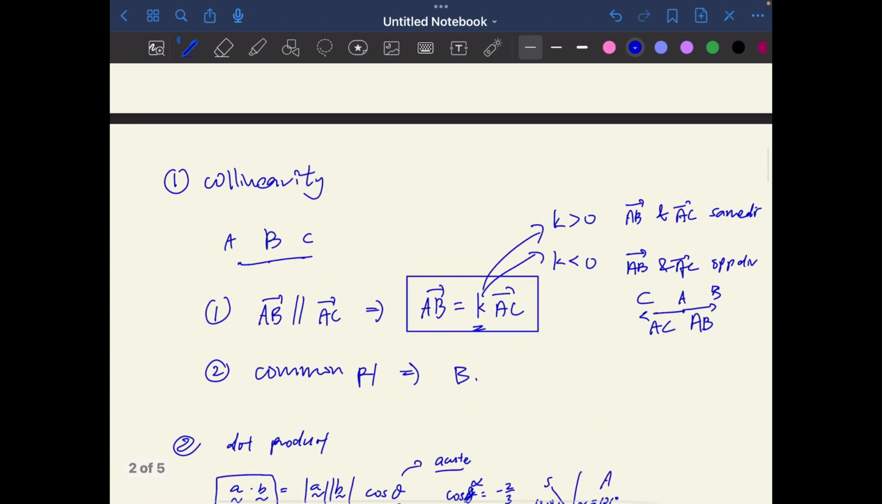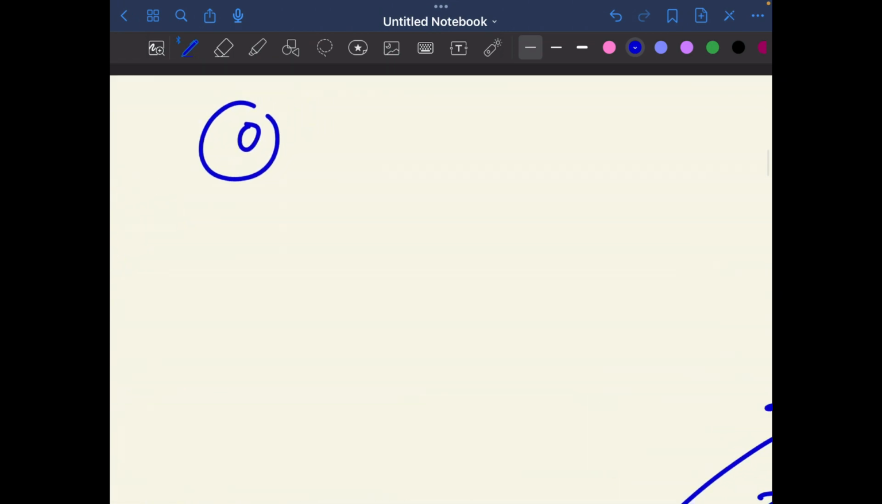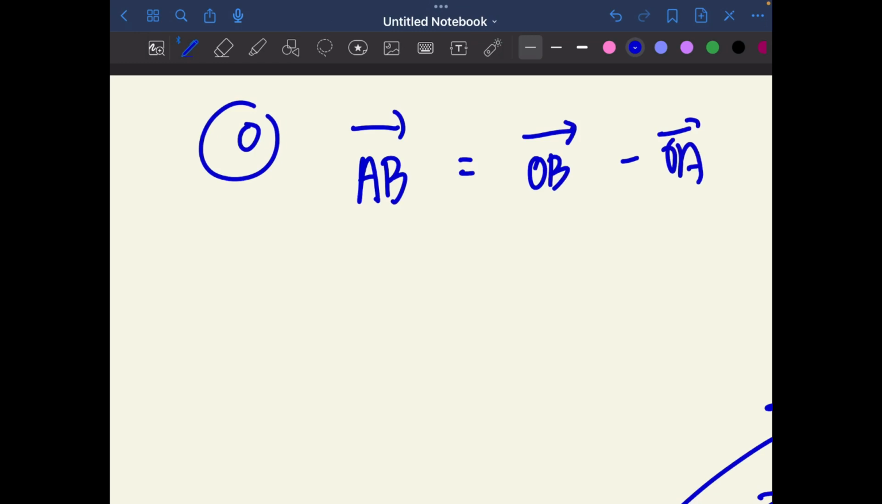I forgot to mention that the basic thing is that for any vector AB, you can find it by using OB minus OA. So it's always the letter that comes after first, followed by the letter that's before.